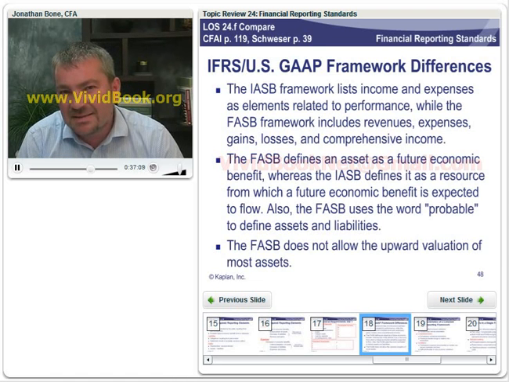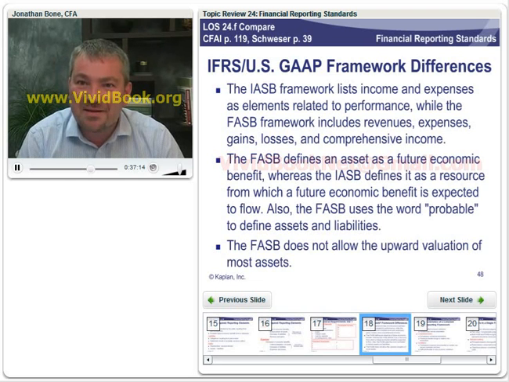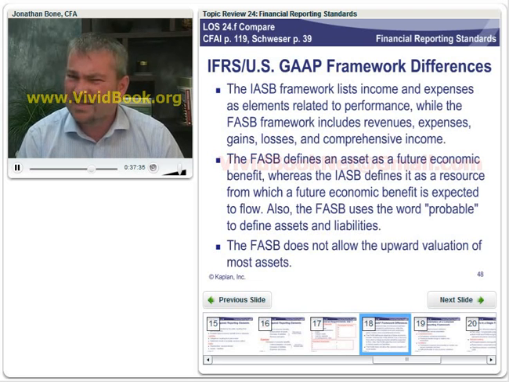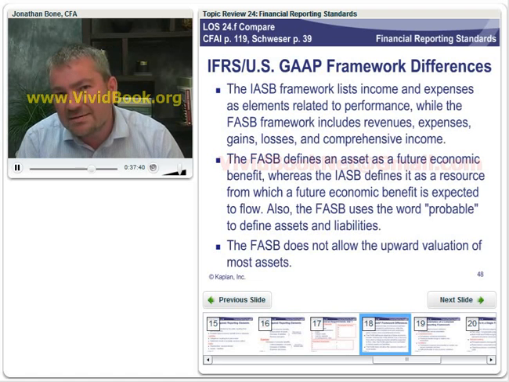International accounting standards called it a resource from which future economic benefit is expected to flow. US GAAP also uses the word probable. So in other words, under US GAAP an asset is something from which a probable flow of future economic benefit is likely. Now hang on a second. International accounting standards say it's a resource where future economic benefit is expected to flow. Expected sounds a little bit like probable in my book. So whilst the wording is different here, the actual treatment is roughly the same.